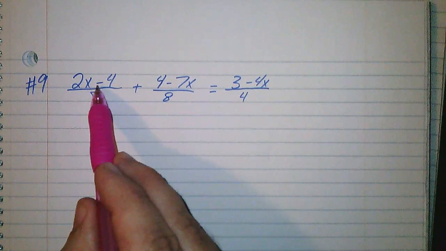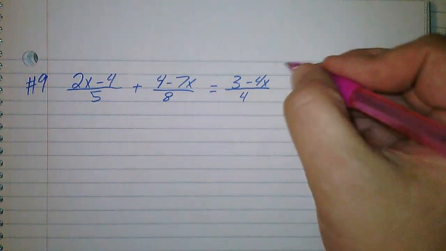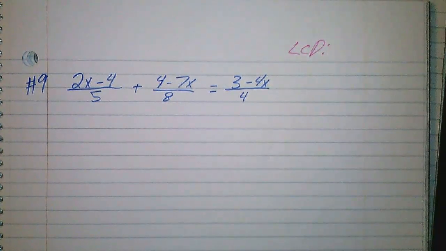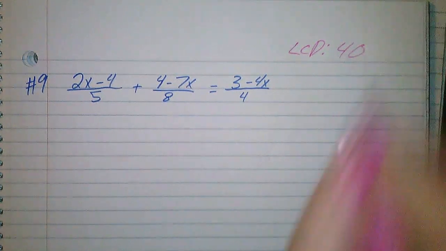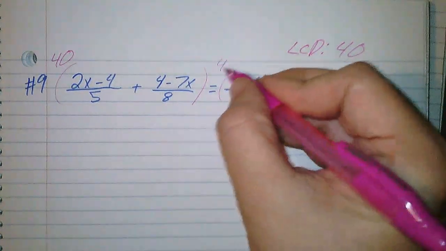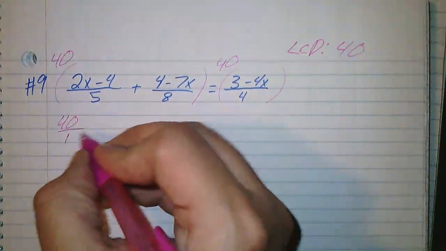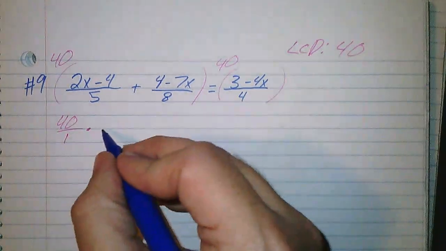The fact that we have binomials in the numerators means that we're going to have to work this out a little bit differently. So the least common denominator for 5, 8, and 4 is 40. So we multiply each term by 40. In Alex, I think they just show it like this with parentheses, and then we multiply each term by 40. We can think about it as 40 over 1, and we're going to multiply this to each term.